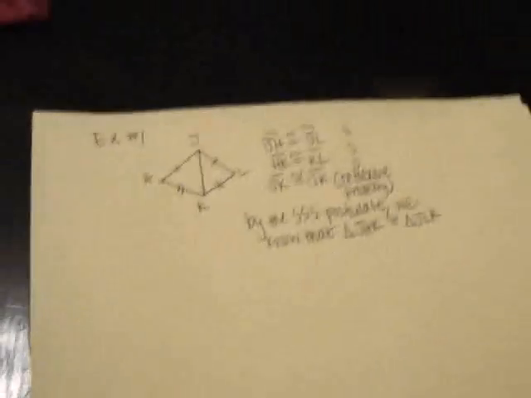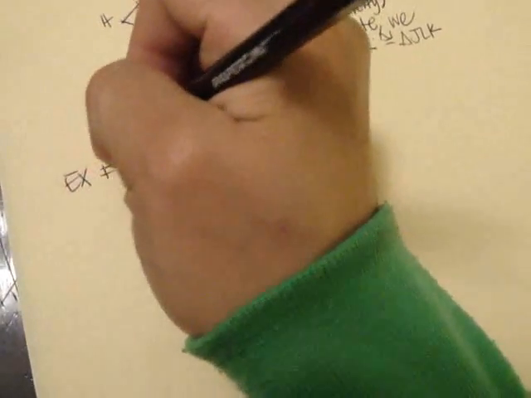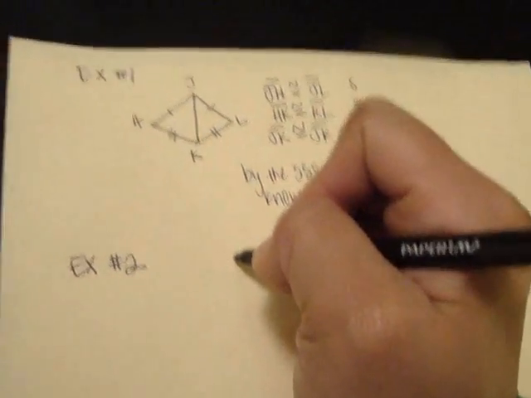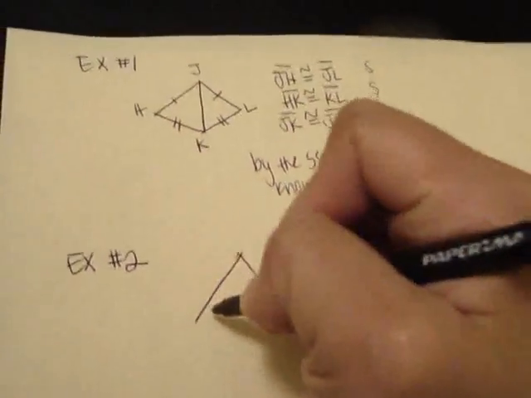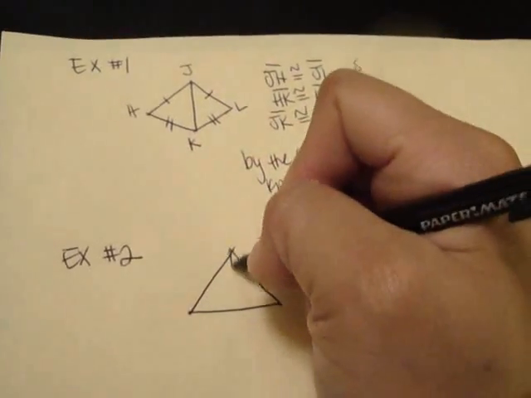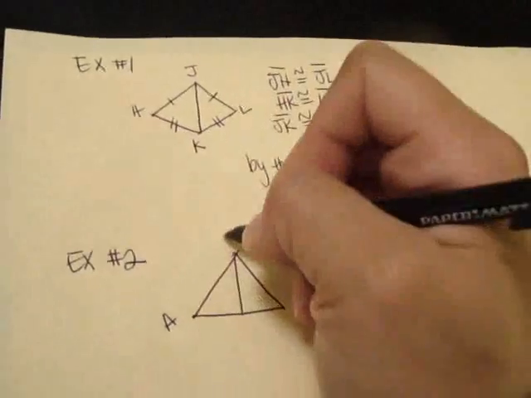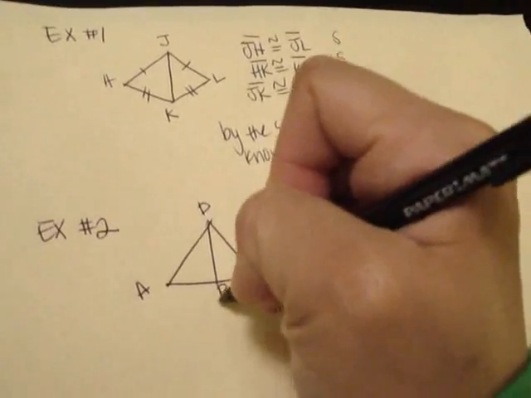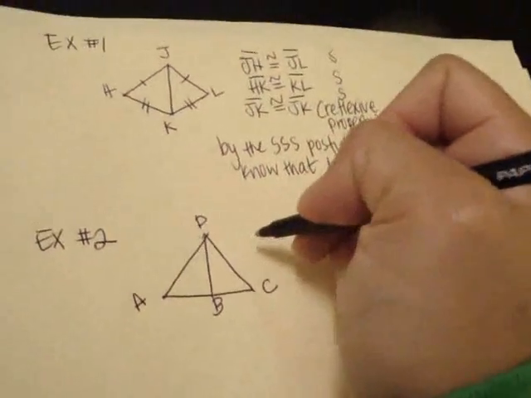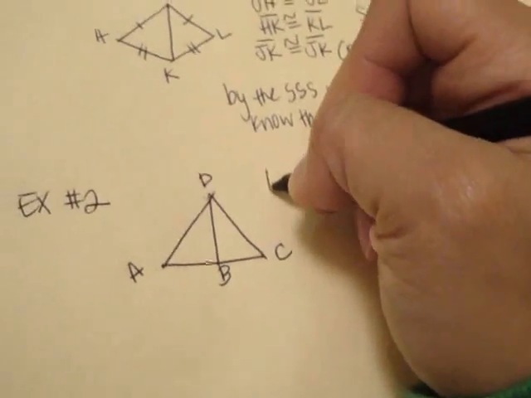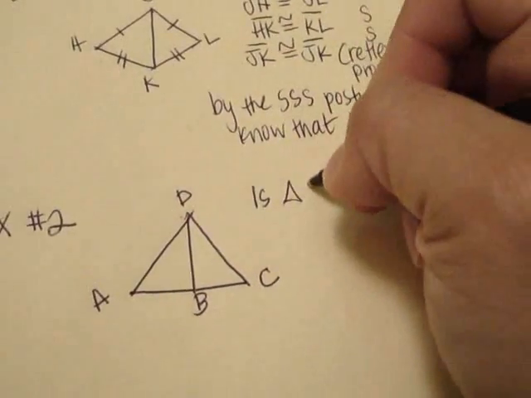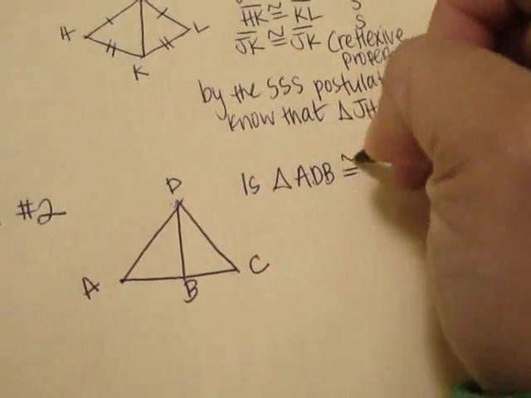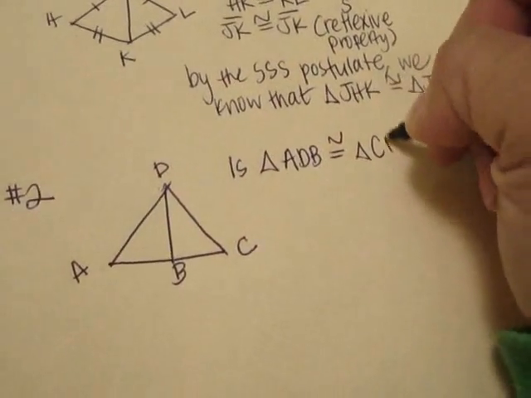Okay, so the second example is this. We have this figure, triangle ADC, which is split up into two triangles, ADB and DBC, and we want to know, is triangle ADB congruent to triangle CDB?